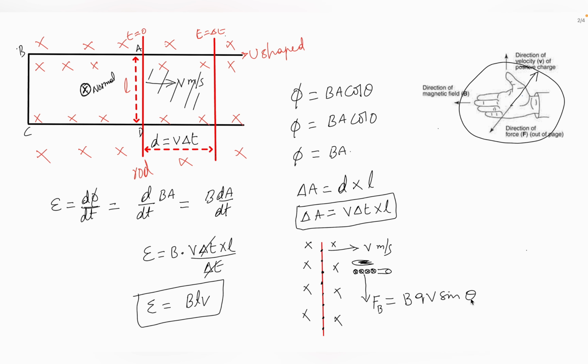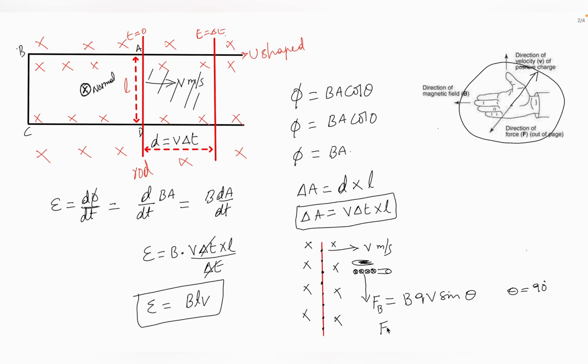And this sine theta is the angle between the direction of the magnetic field and the velocity of the charged particles. The charged particles are moving to the right and the magnetic field is into the page. That's why theta equals 90 degrees. So because theta equals 90 degrees, sine theta becomes 1.